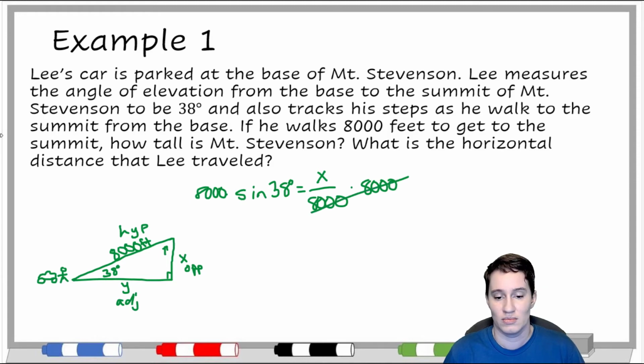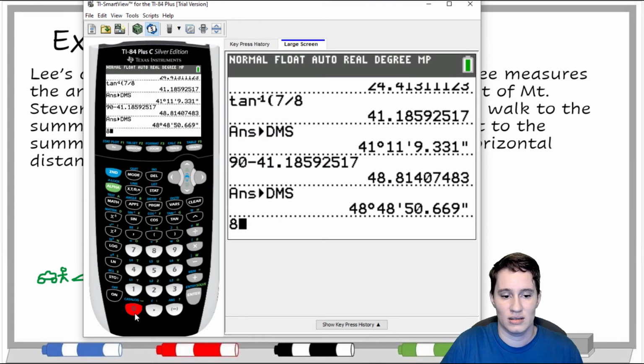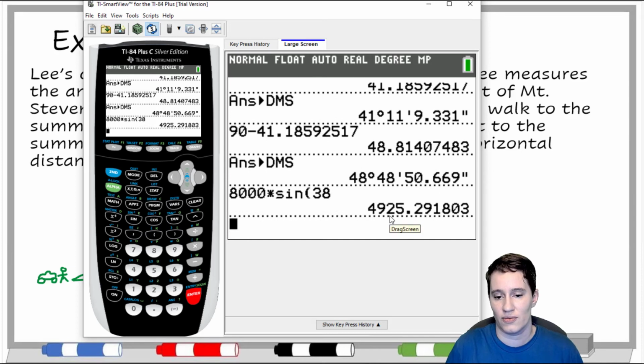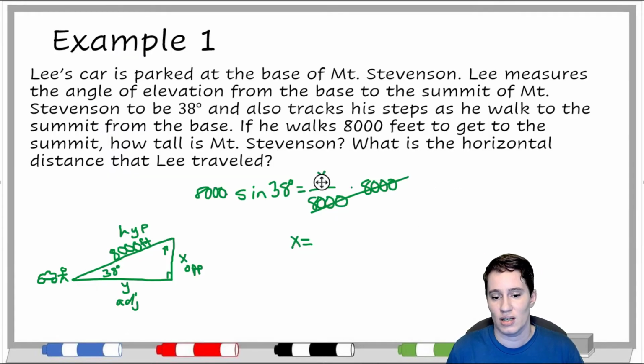So x equals 8,000 times sine of 38, and that gives us 4,925. I didn't ask you to round to something, so let's round to the nearest tenth. 4,925.3. We do want to put units, and also we should say what this is.